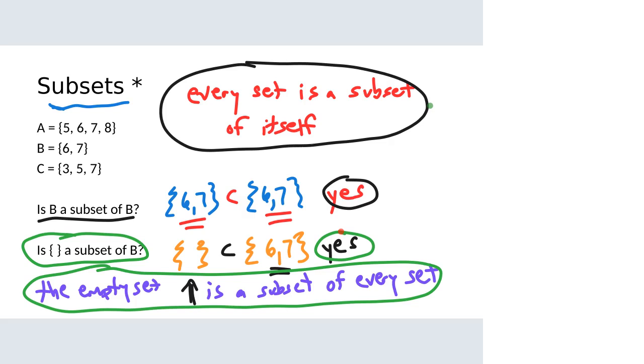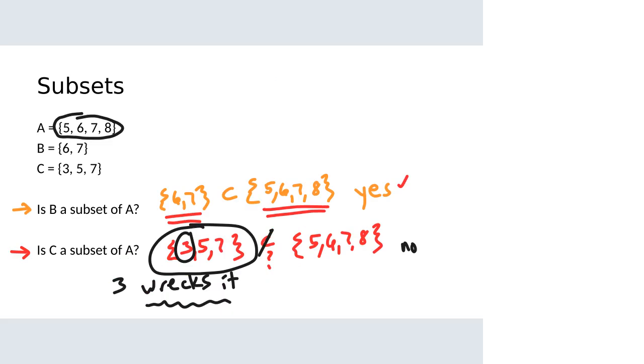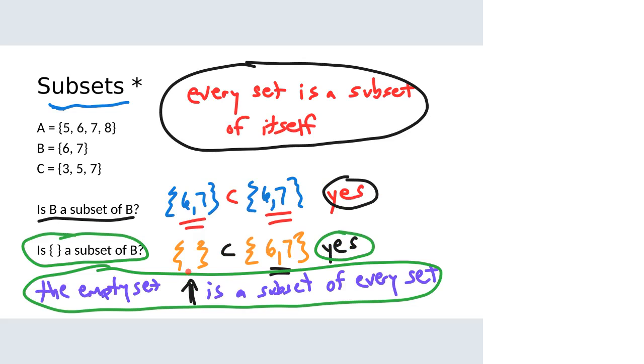I know it's tough, especially the one at the bottom, can be a tough one to want to accept. But our criteria is: is there something that wrecks it? And if there's not something that wrecks it, then we're good. It's a subset. Back here, we said, how come C is not a subset of A? Well, there's a 3 in there that kind of poisons the apple, if you will. But if there's nothing that wrecks it, then it's a subset.